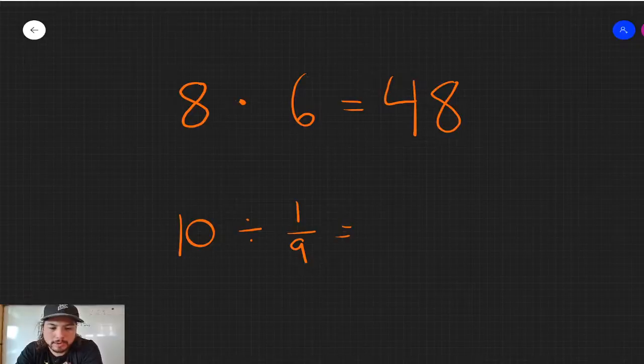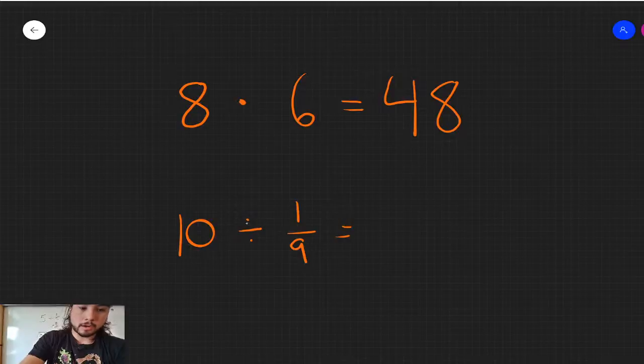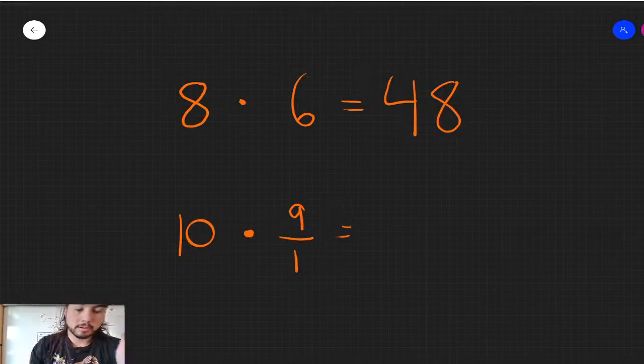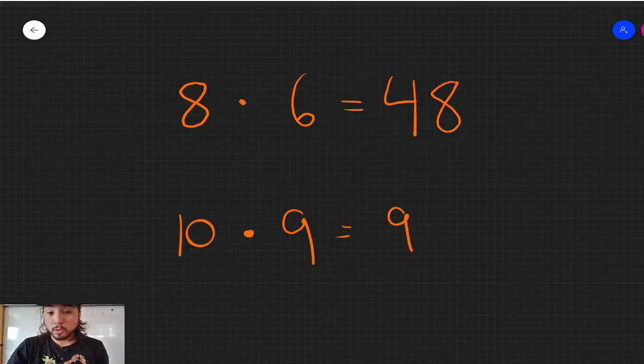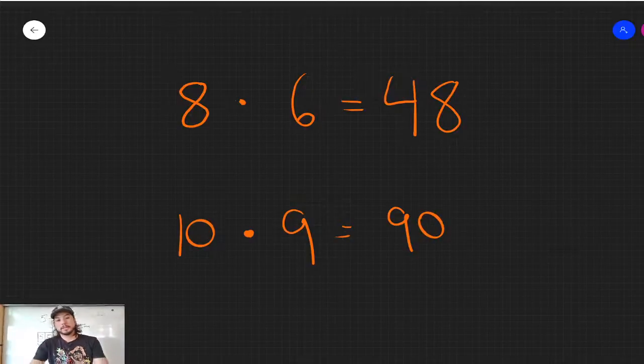Now let's take the second one here. 10 divided by 1/9. Okay, same thing here. Our division, we're going to use the inverse operation, which is multiplication, and then we're going to flip the fraction. So now it becomes 10 times 9 over 1, or just 10 times 9. And that is the same thing as 1 times 9 times 10, which is 90.